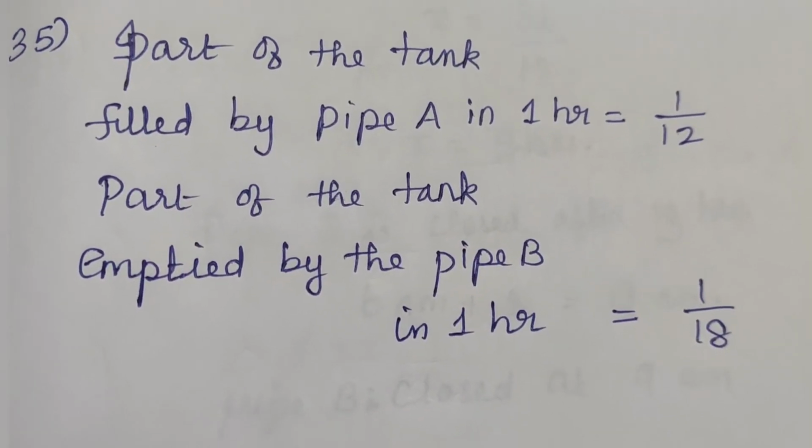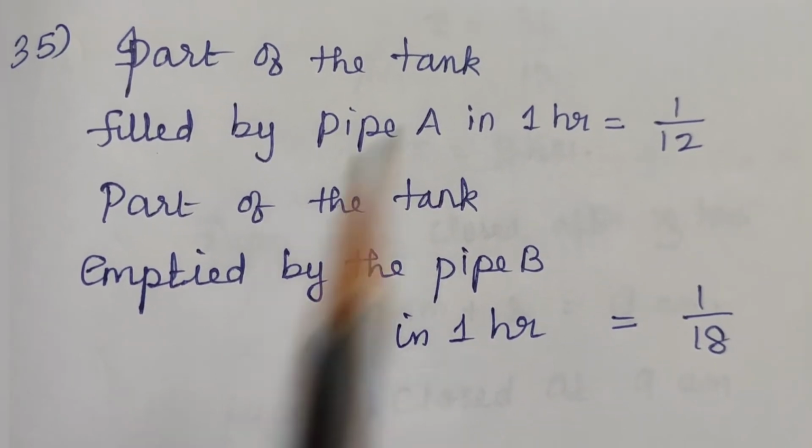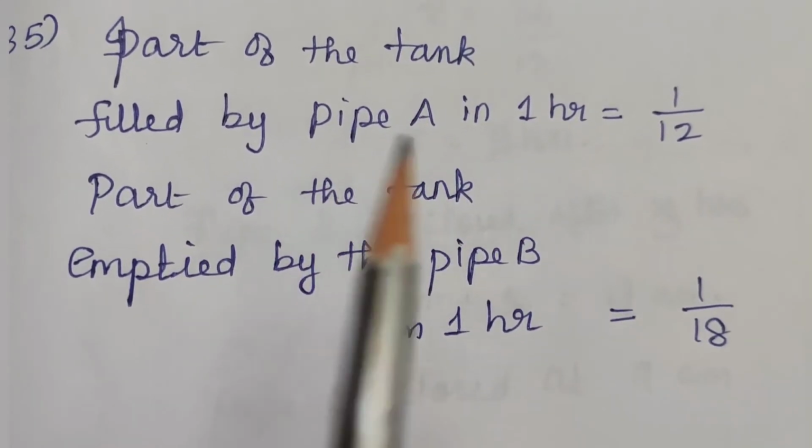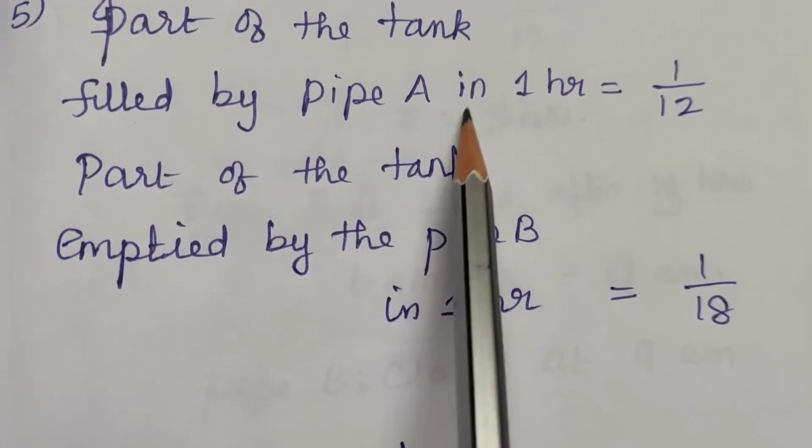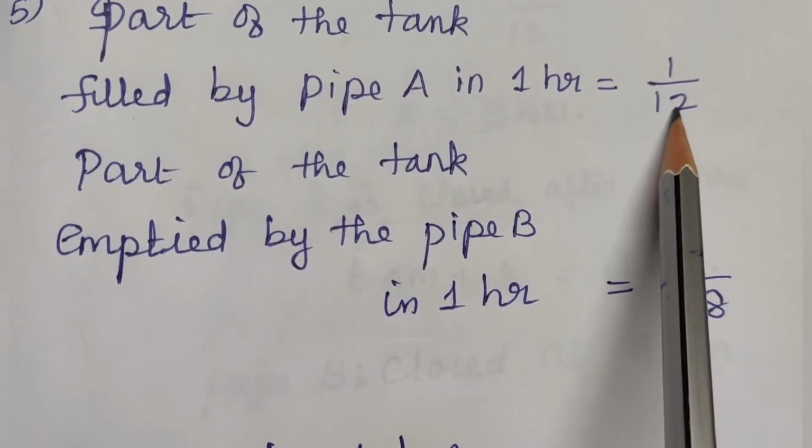See here, pipe A can fill the tank in 12 hours. So what happens in 1 hour? What part of the tank is filled in 1 hour? Part of the tank filled by pipe A in 1 hour is equal to 1 by 12.